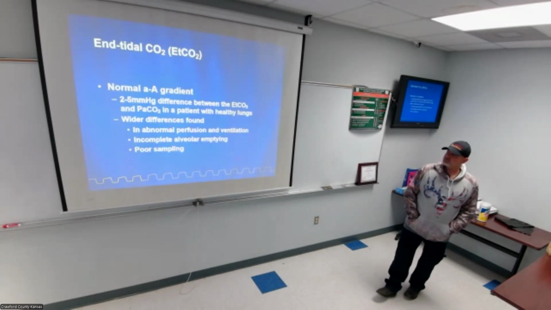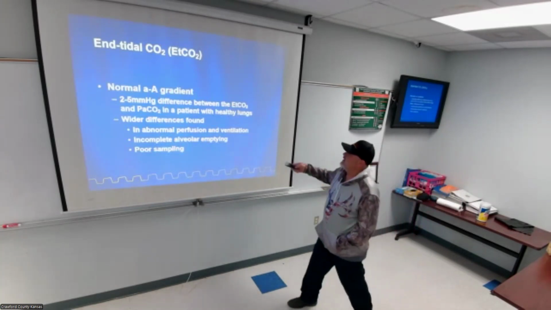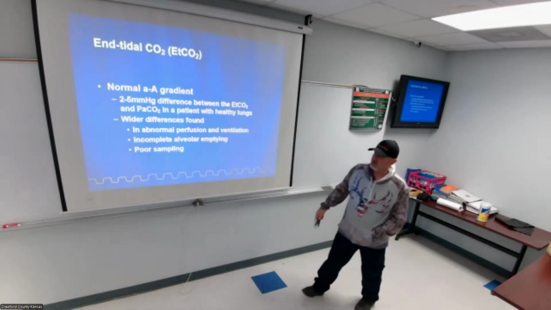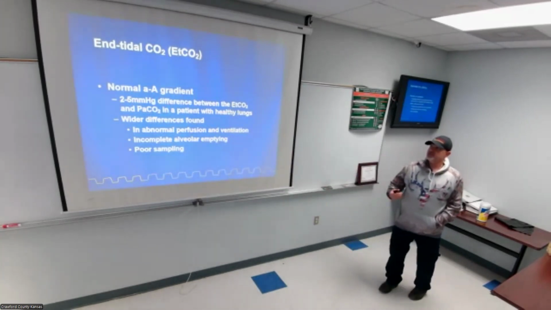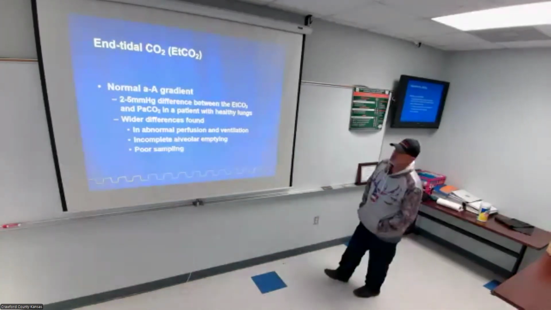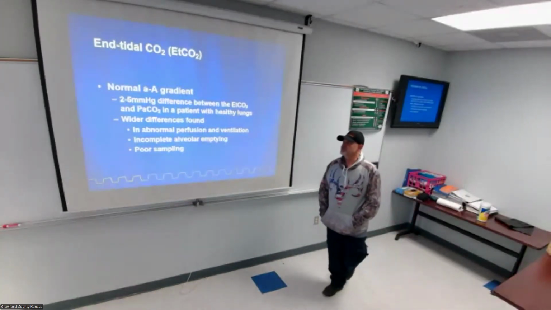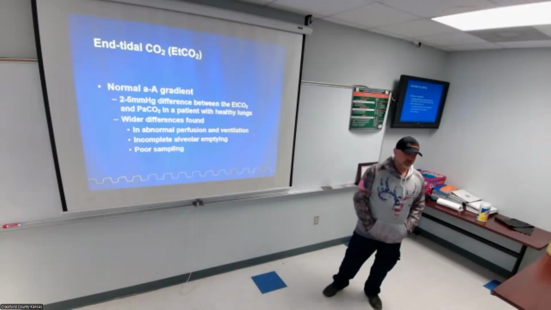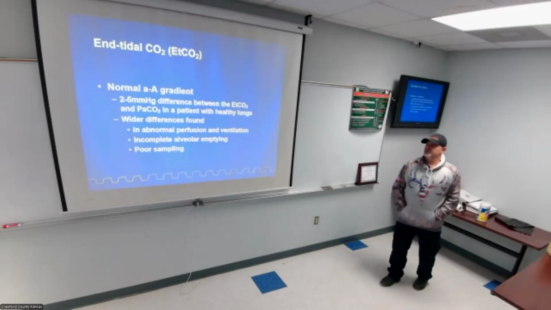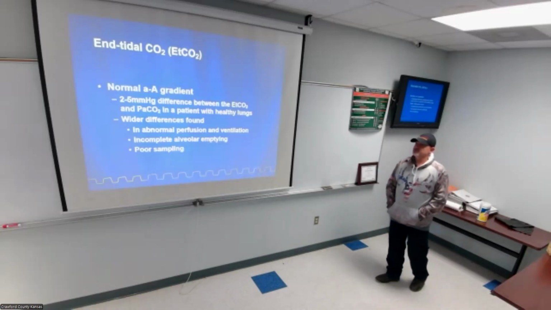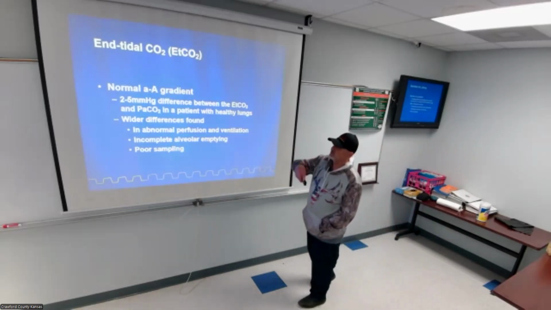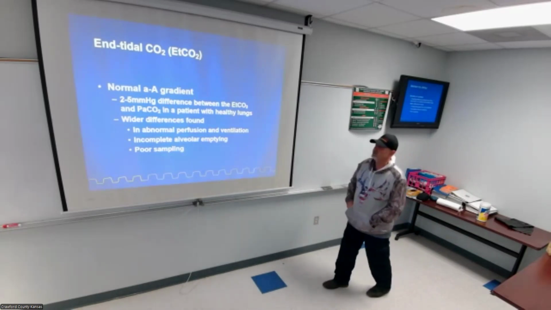So a normal, and this is wrong, and I've changed this 500 times, and I don't know why it won't stay. It's actually 5 to 10, not 2 to 5, between the end-tidal CO2 and the PCO2 in patients with healthy lungs. When you start getting patients with diseased lungs, that number actually comes closer together. Wider differences found in abnormal perfusion or incomplete alveolar emptying or sampling. So instead, again, it goes the opposite direction, gets wider, not narrower.